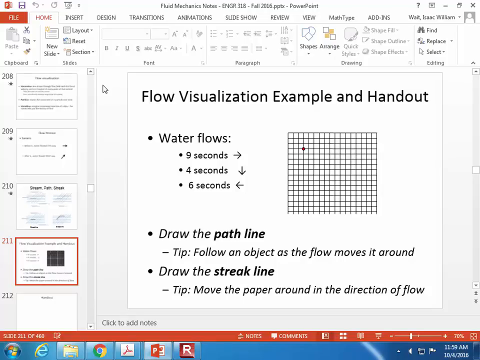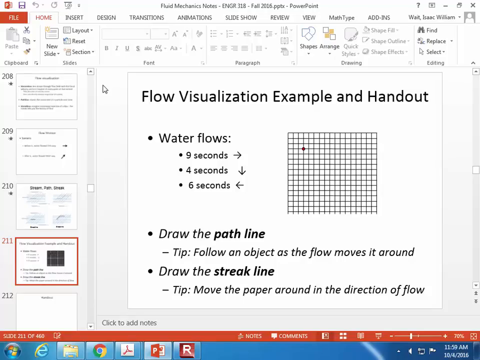It's easy to draw the path line, so you can just draw the path line directly. But you'll notice that here in part 2, where I ask you to draw the streak line, there's sort of like scratch paper on the right. The reason for that is that you have to get an idea of the shape of it before you place it at the origin, because you only know where it's going to end. You don't know where the line is going to start.